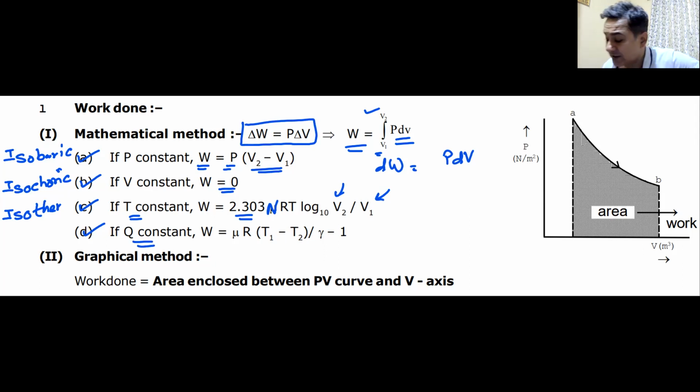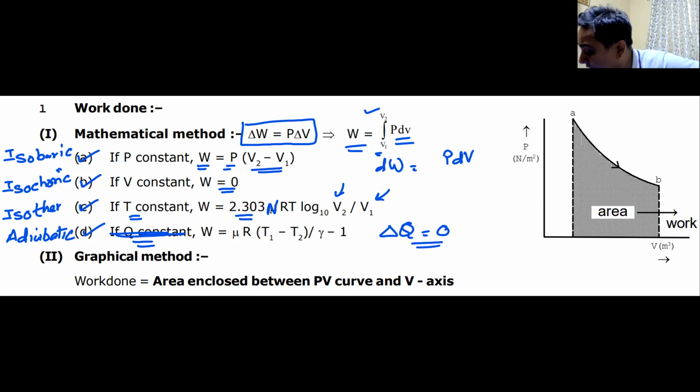Or where Q is constant, or I can say there is no heat given. So instead of writing Q as constant, I will say the heat given or heat taken is zero. Delta Q is zero. This process is known as adiabatic process. We will do all these processes in detail right now. Just remember the formula for adiabatic process: n, number of moles, into R into T1, initial temperature, minus T2, divided by gamma, the same gamma, Cp by Cv, minus 1. These are the four processes, and you will have to remember their formulae.